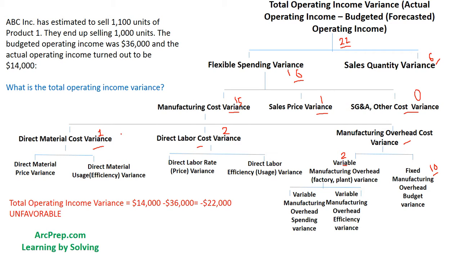Now we are going to continue looking further down and try to understand out of the $1,000 direct material variance, how much is the price variance, how much is usage or efficiency variance. We will do the same for direct labor, and we will do the same for variable overhead as well.